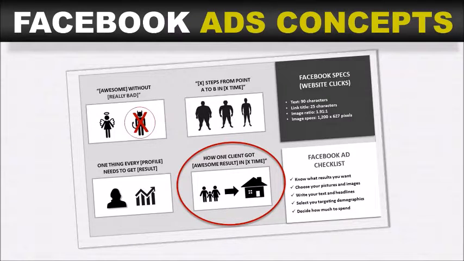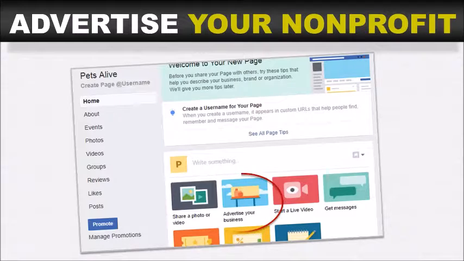Now, whether you're ready to begin the ad creation process or not, you're going to end up here at some point. So when you're ready to do this, click on the Advertise Your Business button on the new Facebook homepage of your nonprofit page that you've hopefully just created, or maybe that you already have in place. And after you've done this, a dialog box is going to open up with several different options.